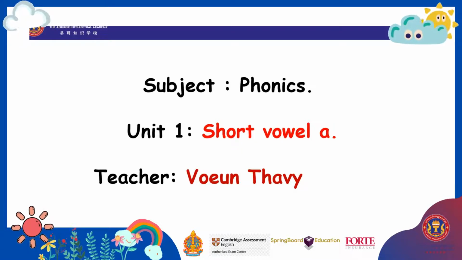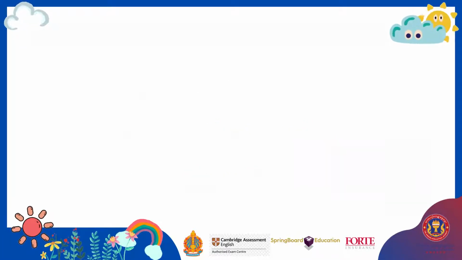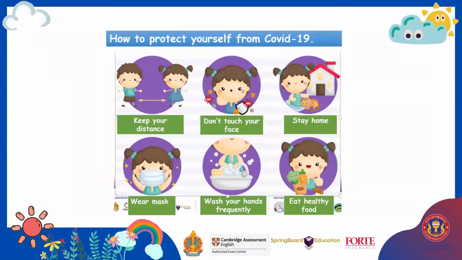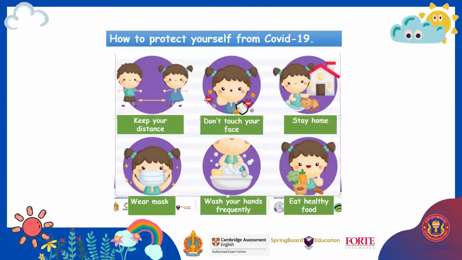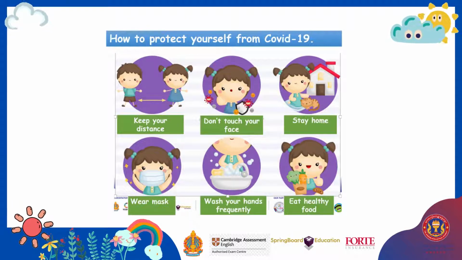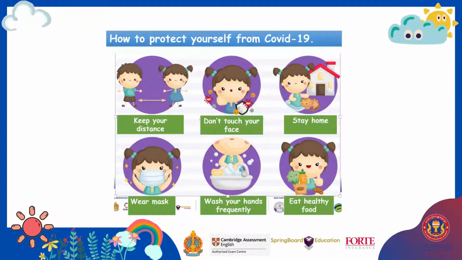Before we start, now let's see how to protect yourself from COVID-19 together. First, keep your distance. Second, don't touch your face. Third, stay home. Four, wear a mask. Five, wash your hands frequently. Six, eat healthy food. Don't forget to protect yourself from COVID-19 together.